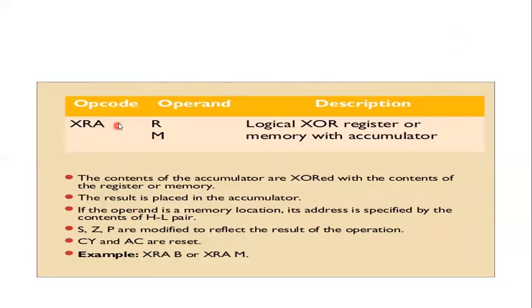So the next instruction is logical XOR. Its opcode is XRA, register or memory. The content of the accumulator is XORed with the content of the register or memory, and the result is placed in the accumulator. If the operand is a memory location, its address is specified by the HL pair. And the flags S, Z, P are modified to reflect the result of the operation, and the flags CY and AC are reset. So, example: XRA B or XRA M.